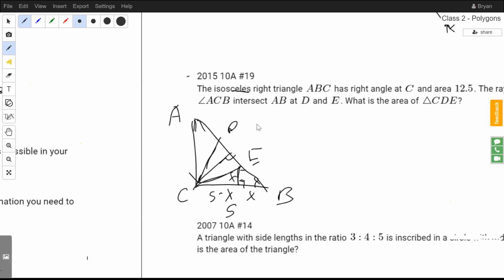And, well, wait, there's more. We know the length of AB is 5 root 2 from the Pythagorean theorem, as it's also isosceles right. We call this M. BM is just going to be 5 root 2 over 2. And then from the Pythagorean theorem, we know this length is x root 2. So that means ME is 5 root 2 over 2 minus x root 2. And we know that CM is going to be 5 root 2 over 2, as MCB is also an isosceles right triangle.